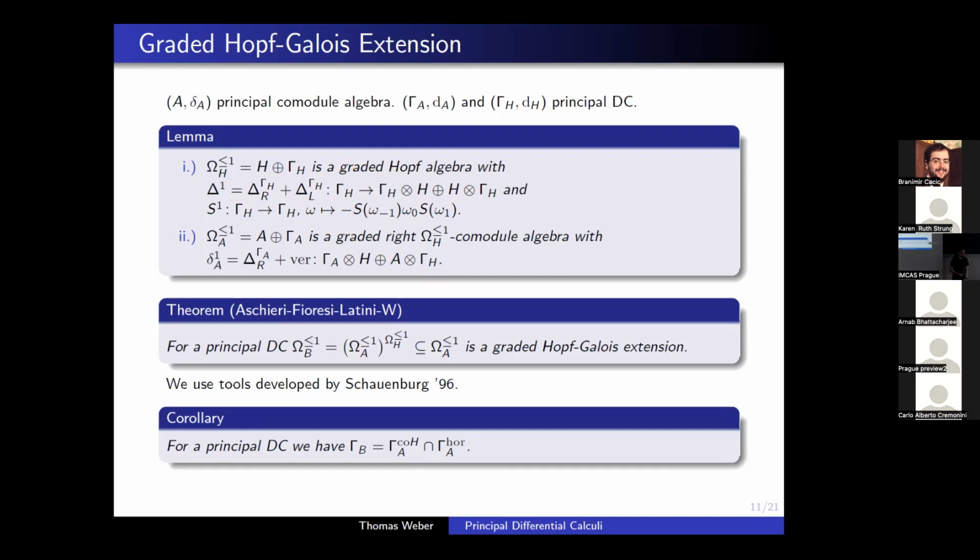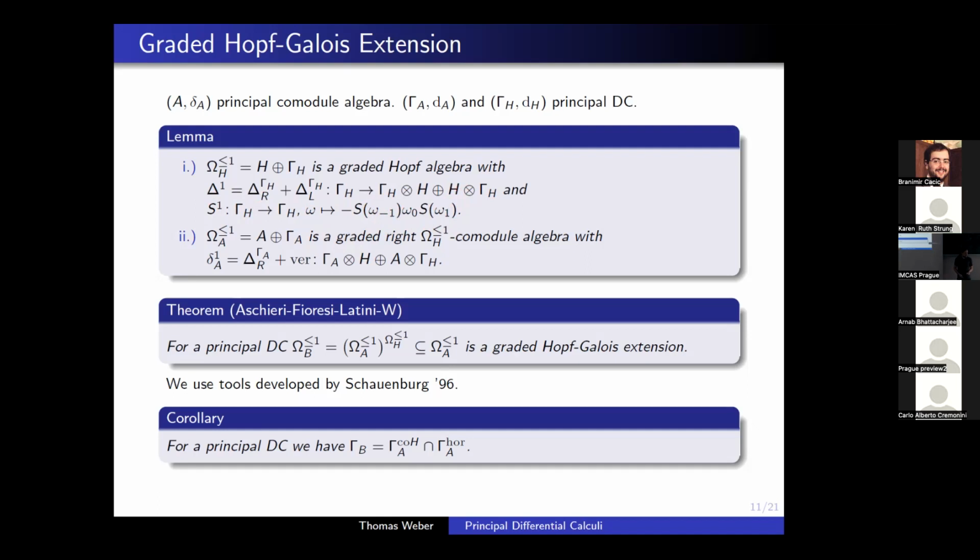And you can do similar things for the antipode, where now this is using both the left and right coaction in this way here. So this gives you a graded Hopf algebra. And this only works because we're having a bi-covariant calculus on H. This is really telling us if you want a graded Hopf algebra, we need a bi-covariant calculus on H.